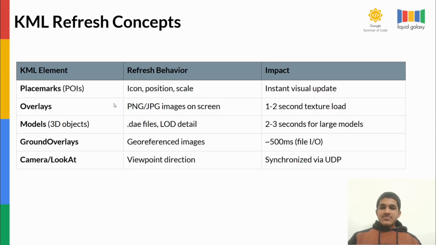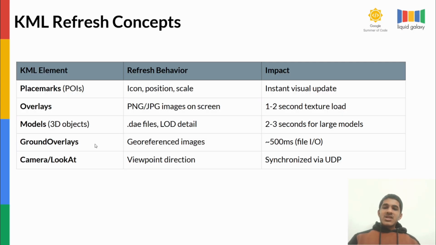Let's talk about overlays. If our KML is about overlays, then after a refresh, a PNG or JPG image appears on the screen, and the impact is that it takes about 1 to 2 seconds for a reload. Then let's talk about 3D objects. After a refresh, 3D .dae files appear on the screen, and the impact is that it takes about 2 to 3 seconds for large models.